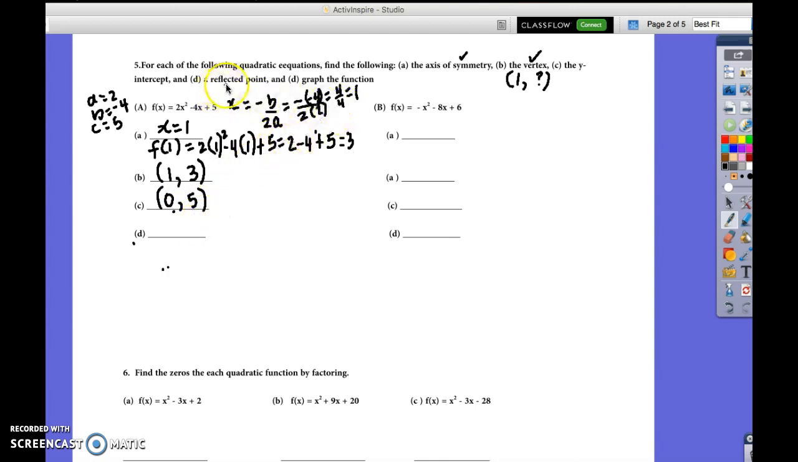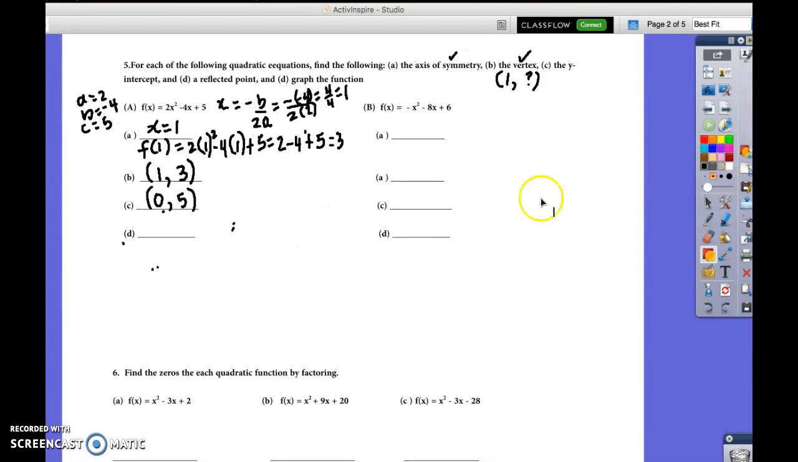Then I ask for a reflected point, which I'll show you when we get to the graph, which is the next step. So we're going to graph the function. And I'd like to graph it. I think I can do a proper graph now. Or maybe I'll make it a little bit nicer here. Could have given you a graph, a y-axis, say, and an x-axis.